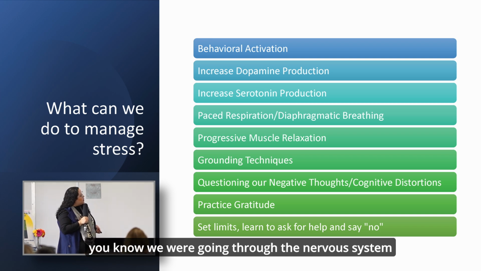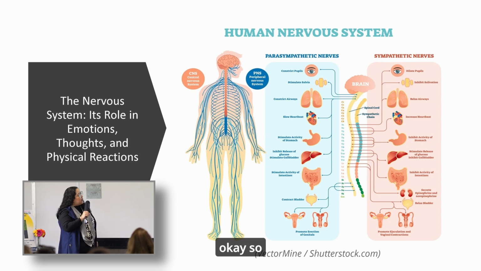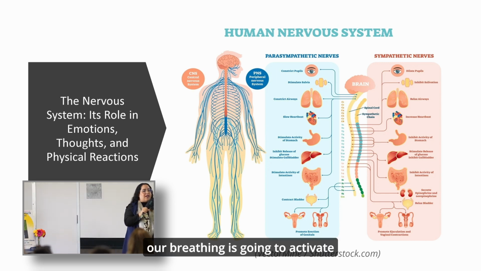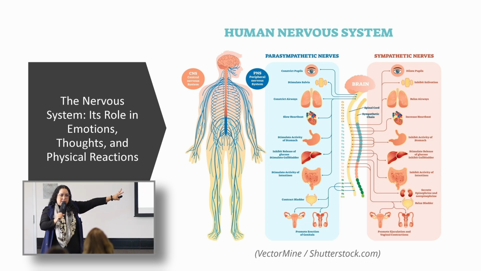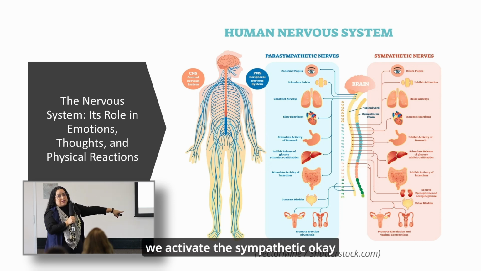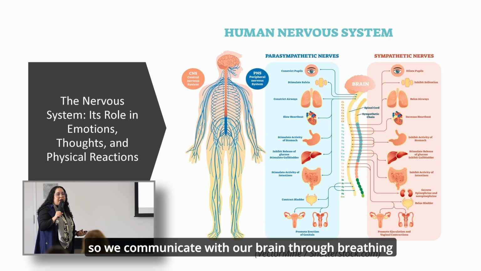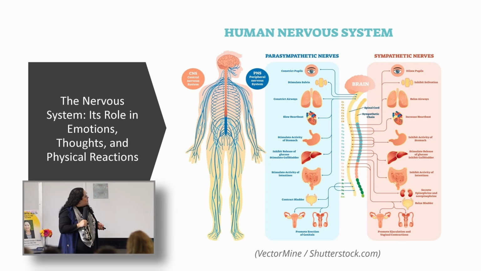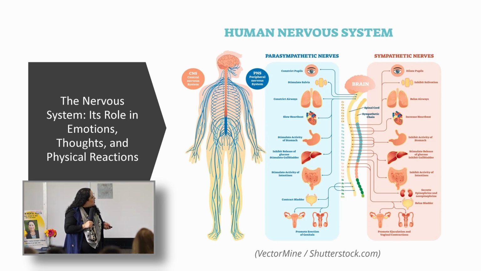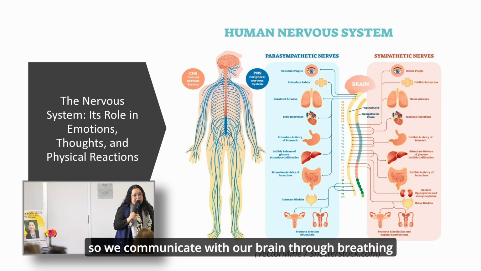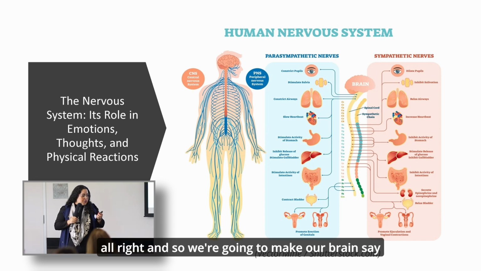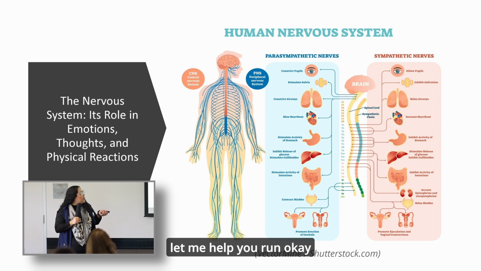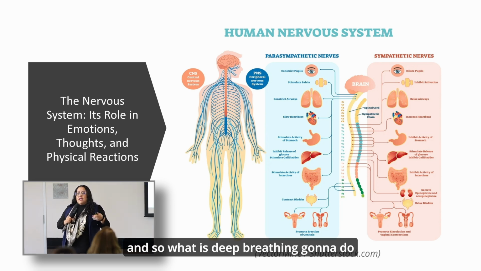So remember, we were going through the nervous system. Our breathing is going to activate either the sympathetic or the parasympathetic system. So if we're breathing like this, what do you think is going to happen? We'll activate the sympathetic. So we communicate with our brain through breathing. And if we start breathing in an agitated way, we're communicating to our brain that we're in danger. And so we make our brain say, oh my God, you're in danger, let me help you run. And so, what is deep breathing going to do?